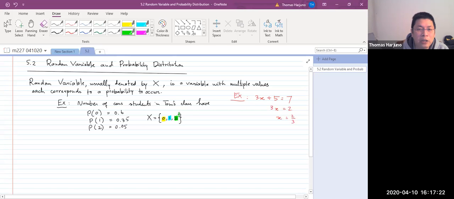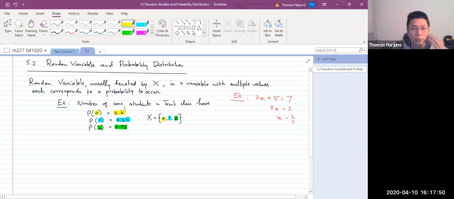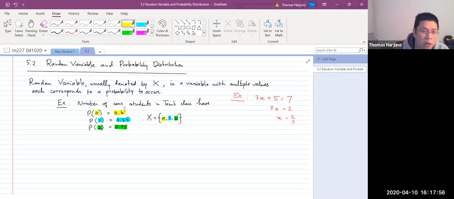Okay, now each value of this random variable corresponds to a probability. The probability for a student in Thomas' class to have two cars is 0.05. The probability that a student in Thomas' class has one car is 0.35. The probability that a student in Thomas' class has no car is 0.6. Now, that's what it means to say that a random variable is a variable with multiple values, each corresponding to a probability to occur.